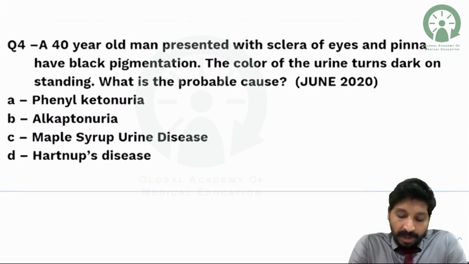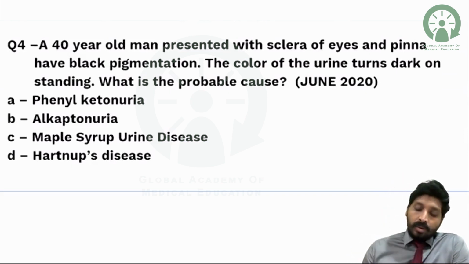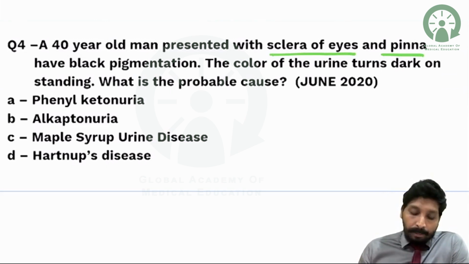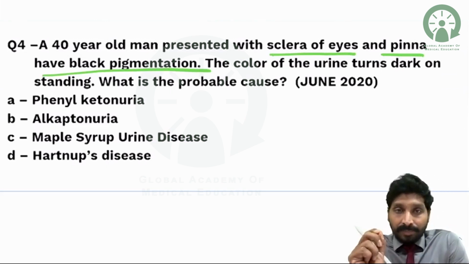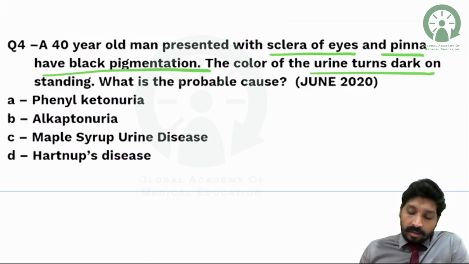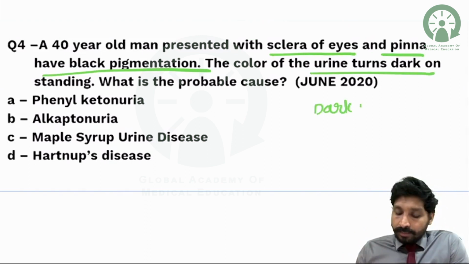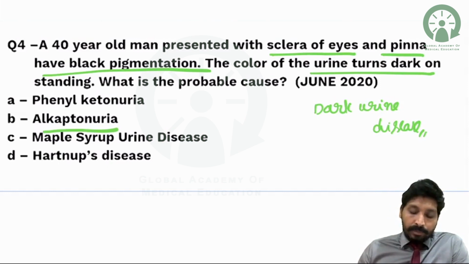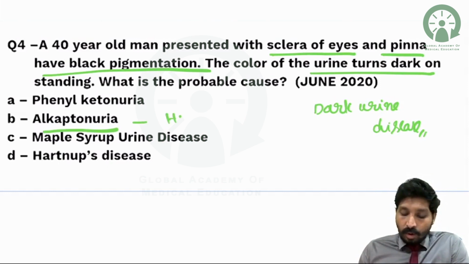A 40-year-old man, again a case based question, asked in June 2020. A 40-year-old man presented with sclera of eyes and pinnae having black pigmentation. The color of the urine turns dark on standing. What is the probable cause? Sclera and pinnae have black pigmentation and urine turns dark, otherwise known as dark urine disease. This is a clear-cut case of alkaptonuria, because of the enzyme deficiency, homogentisate oxidase.